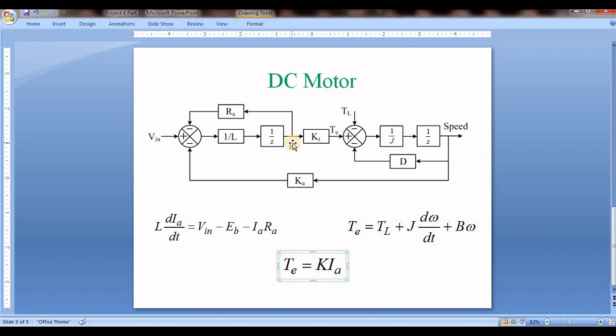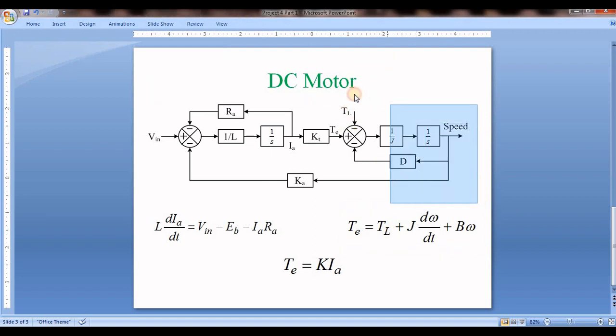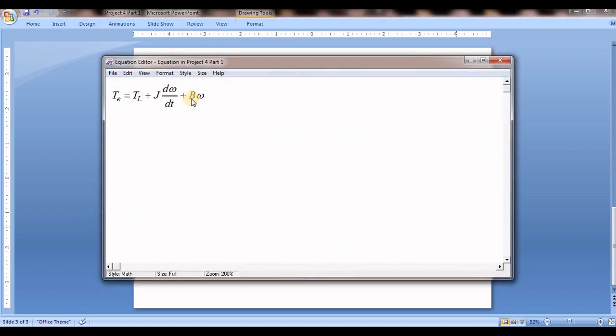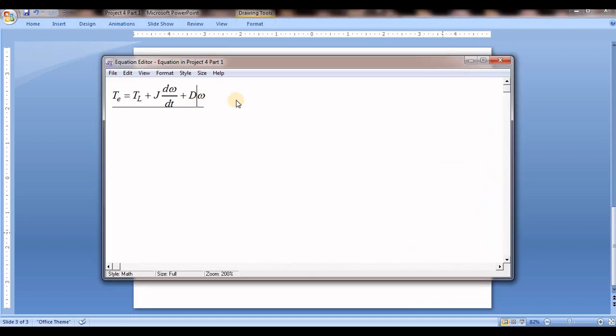So in case of series motor, I can make it Ia square instead of Ia, because field and armature currents are the same. So from this equation I can get this loop, Te minus TL minus d omega. Actually B, I have taken as d. Actually this is the d.